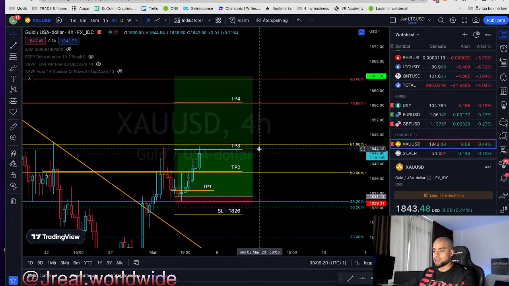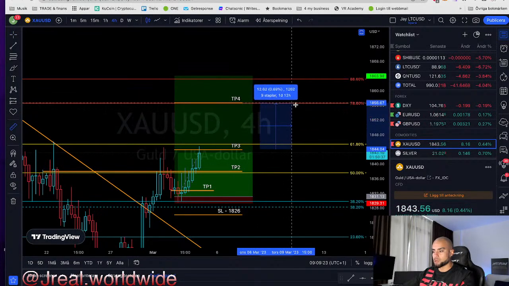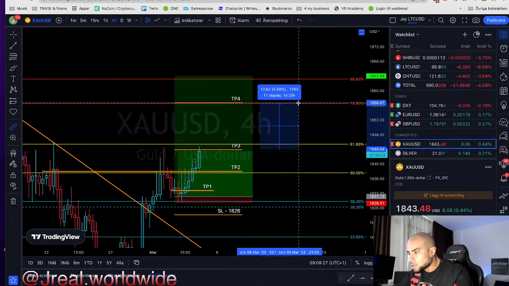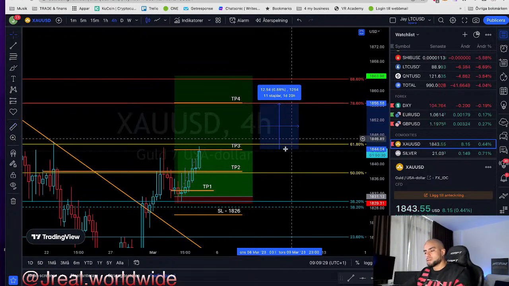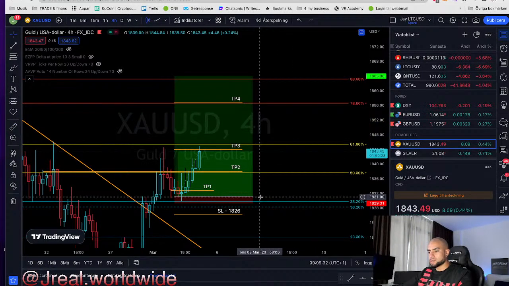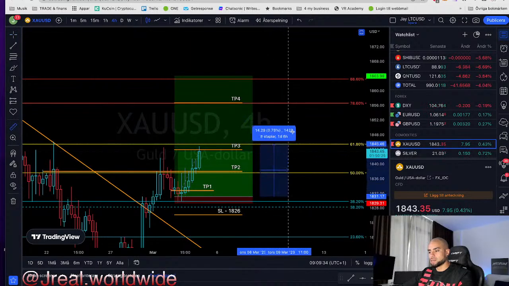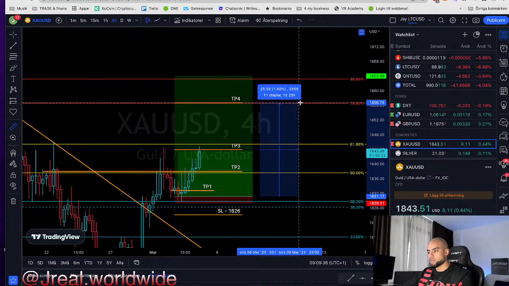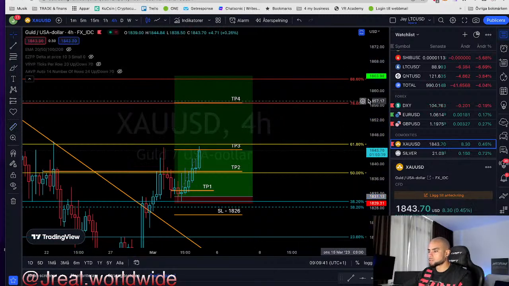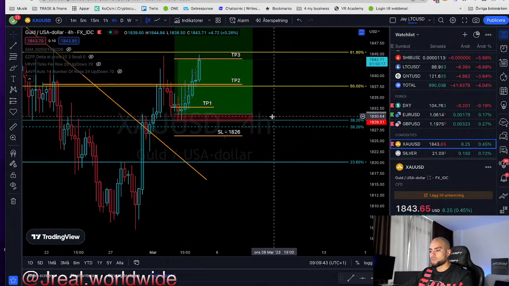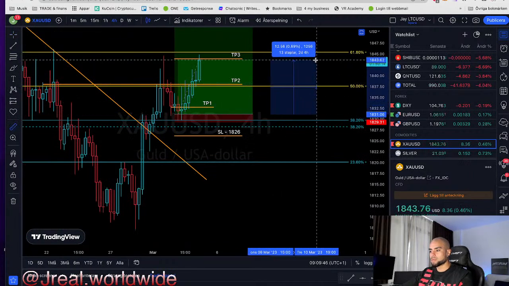If you guys are still in this trade and you hit TP4, from TP3 to TP4 only, that is 125 pips. And from where we started, from the entry, to TP4, 260 pips. Guys, monster trade. Let's see if we can do it. So far we've got about 130 pips. Let's see, 120.